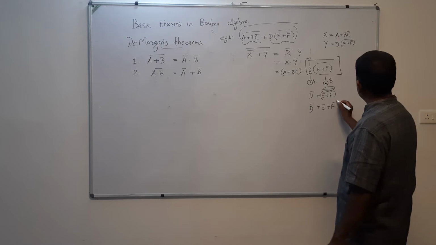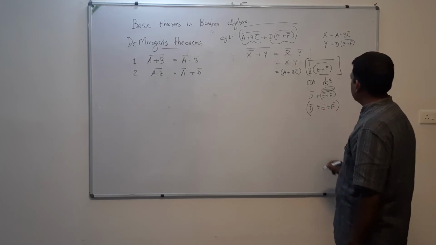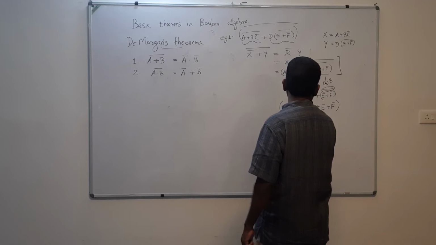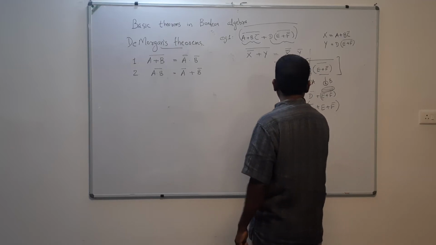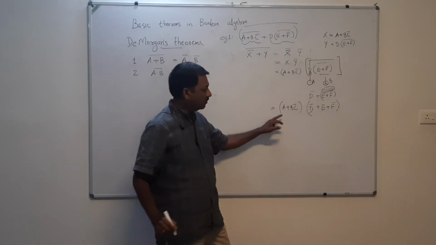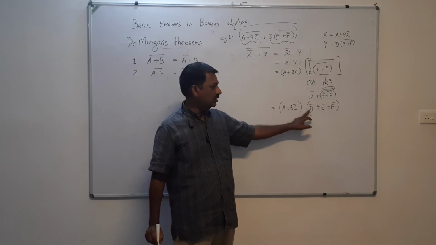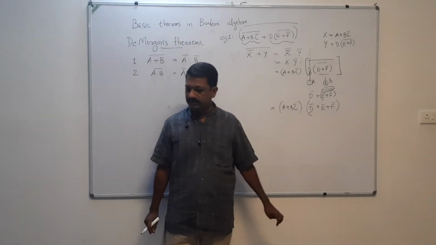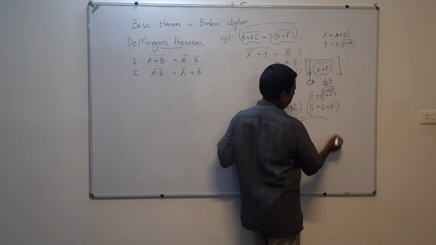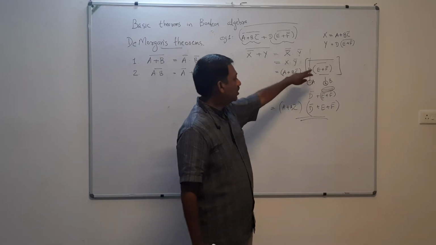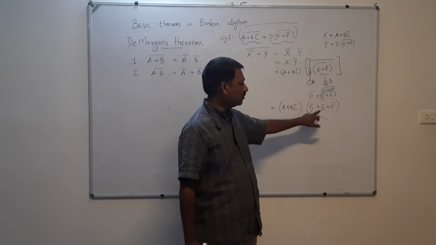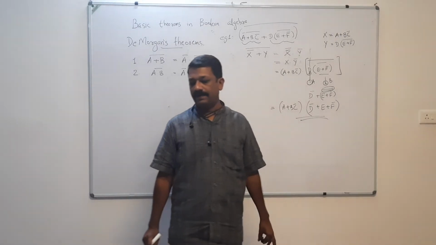This is one term, into A plus B C bar. That is A plus B C bar into D bar plus E plus F bar. This is the result. Now you have removed all the negations, and now you have the literals A plus B C bar into D bar plus E plus F bar.